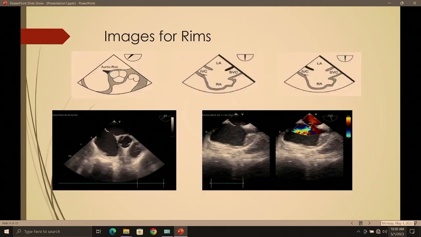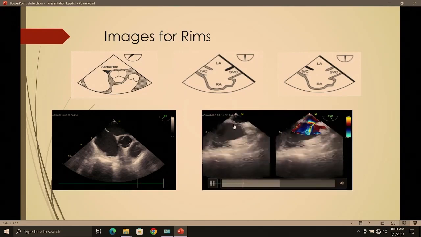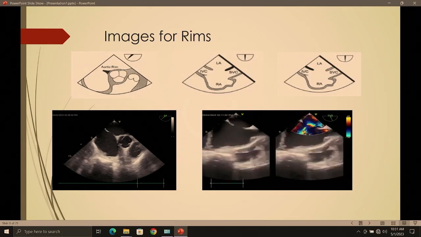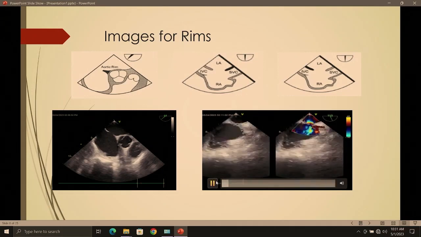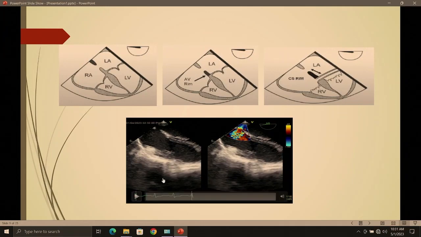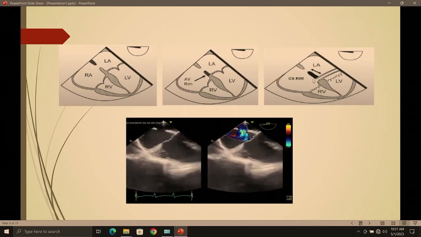These are the images of the retroaortic rim. This is the retroaortic rim, and this is the SVC rim. This one is SVC and this one is IVC rim. This is a posterior rim, this is a mitral rim, and this is the coronary sinus rim.